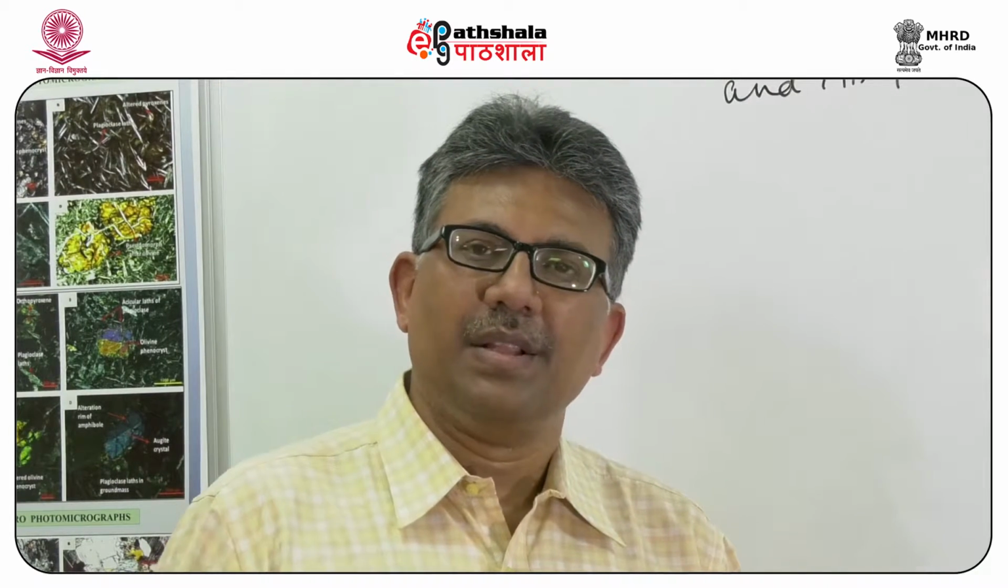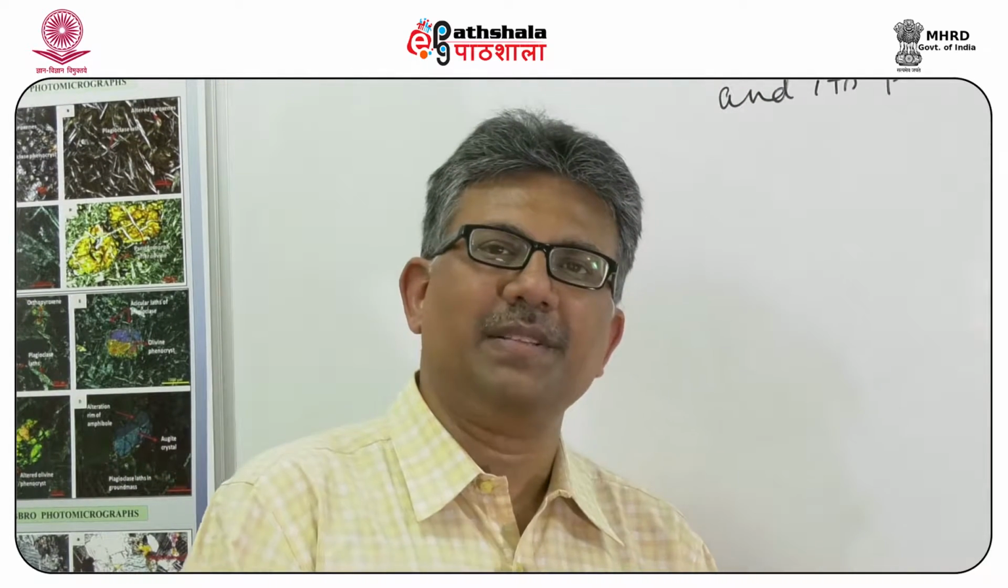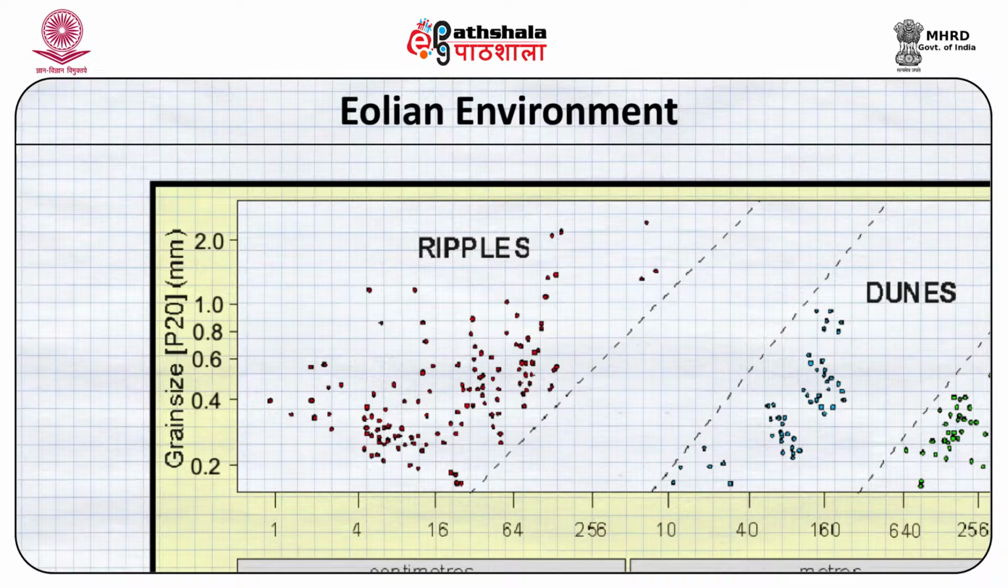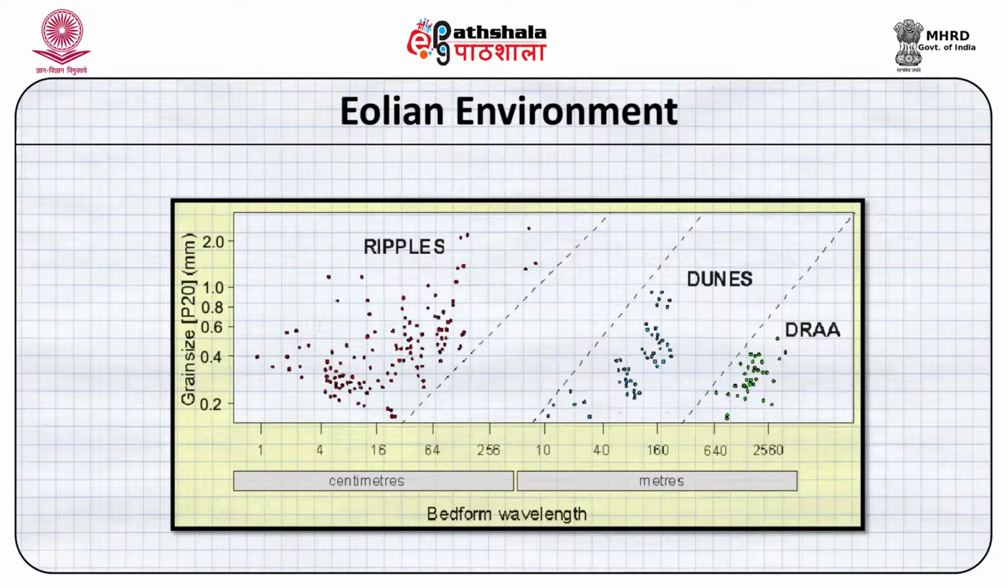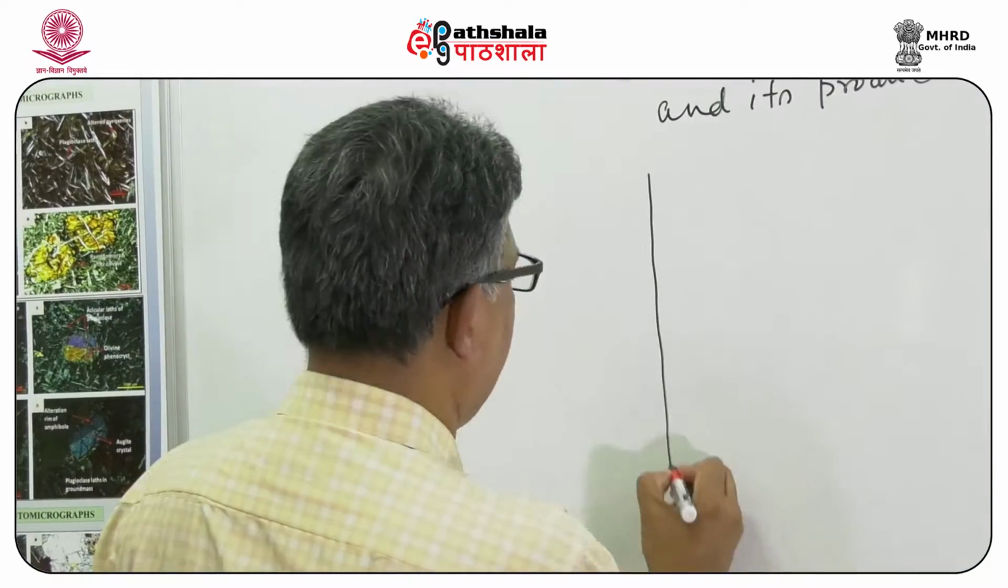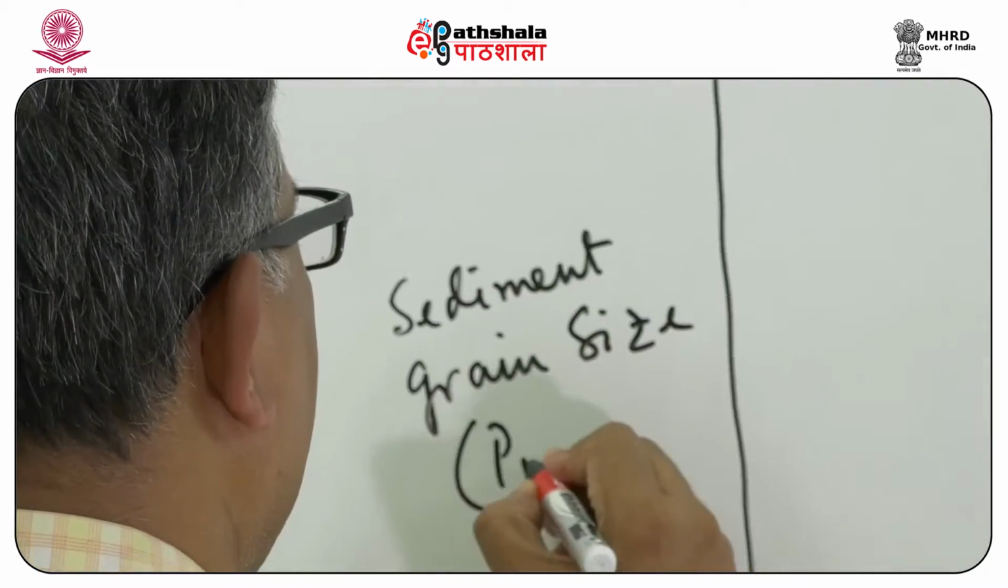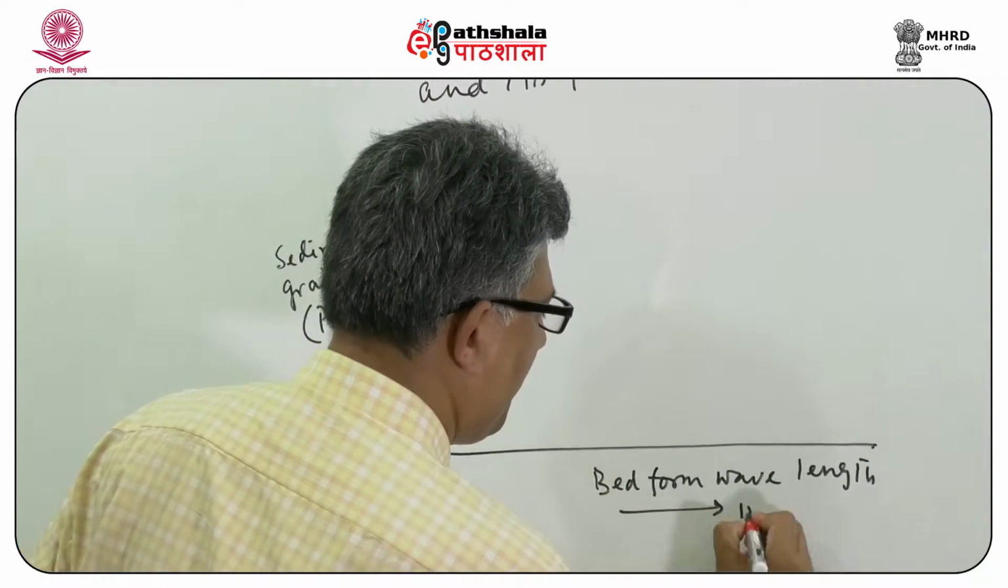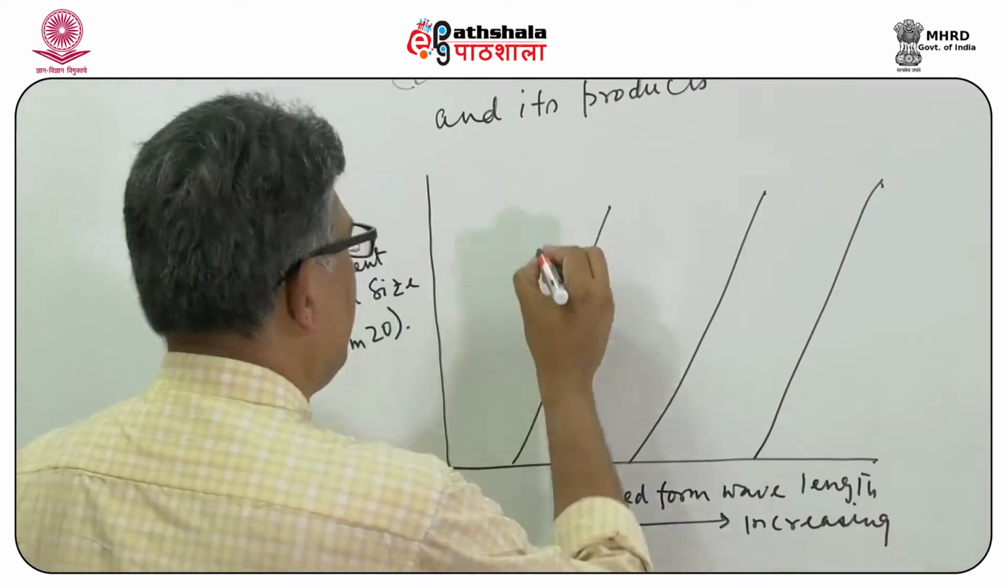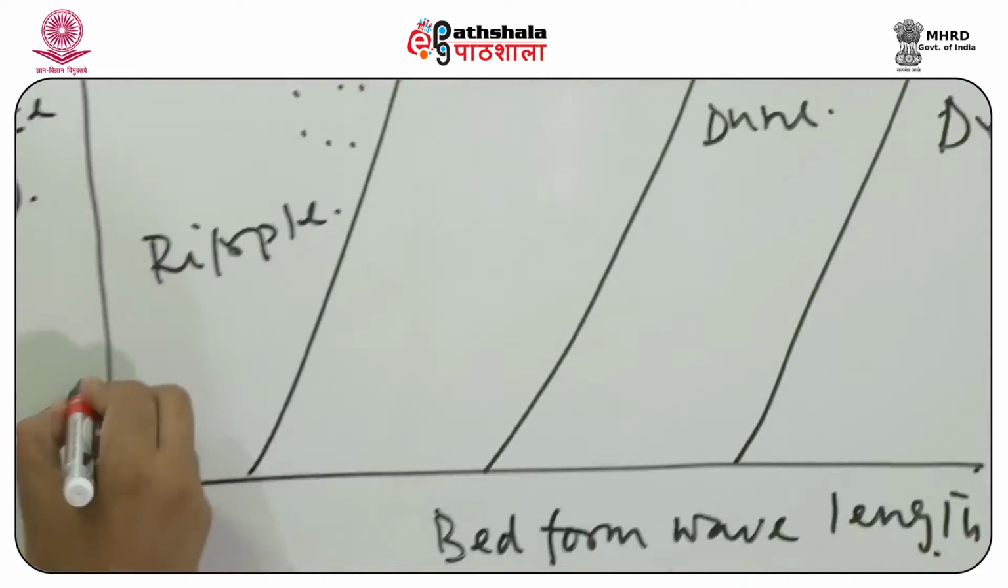Now, these ripples, as I have already discussed, have a low amplitude and a high wavelength. The amplitude is about 0.1 to 1 millimeter, and the wavelength is a few centimeters. So, the ripple index varies from 8 to 50, and that is the kind of ripple index I expect in the Aeolian. If we draw a diagram, then you will further understand how the ripple, the dune and the draw really differ.